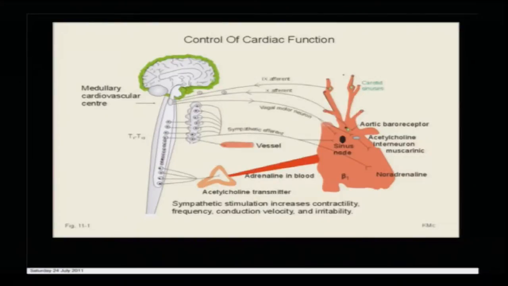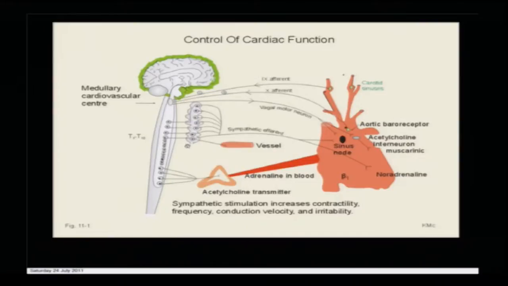Now, coming to the control of the cardiac functions. The cardiac function is controlled mostly by the sympathetic and the parasympathetic conditions. Sympathetic stimulation increases contractility, frequency, conduction velocity and irritability. So, this is the whole circuit.